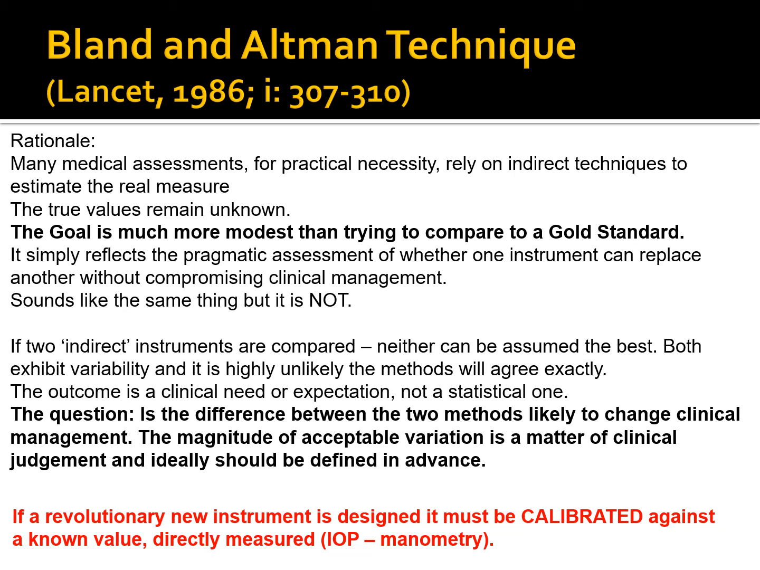Now, if you do come up with a revolutionary new machine, then you need to really compare it to a much more robust, true gold standard. So if you just want to introduce a new machine and get it into the market quickly, then yes, compare to the reference standard, which currently is Goldmann. But if you come up with a new machine that utterly questions the GAT premise, then you don't want to be comparing it to GAT, you want to be comparing it to manometry. And that's a calibration process, not an agreement process.